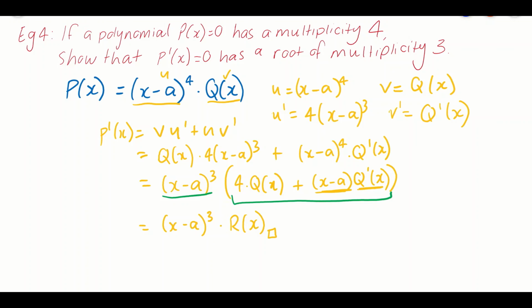So you could do that exact same process again, that exact same proof, do the product rule again, if we had to then show that the second derivative had a multiplicity of 2. The exact same thing would happen.